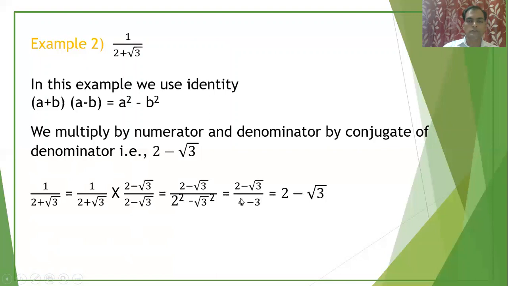So the final answer is 2 minus root 3 upon 1. As the denominator is 1, we may not write it. So the answer we can write as 2 minus root 3. So in example 2, we have converted this 1 upon 2 plus root 3, that is the irrational denominator, into a rational denominator. This is the process of rationalization. We'll stop here. Thank you.